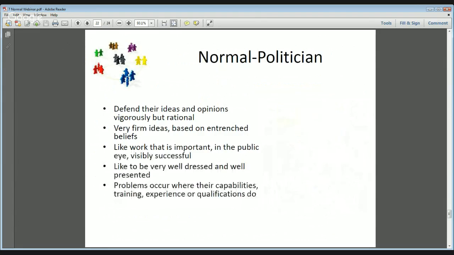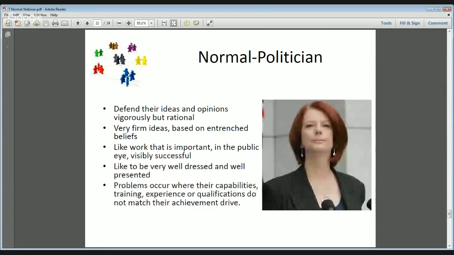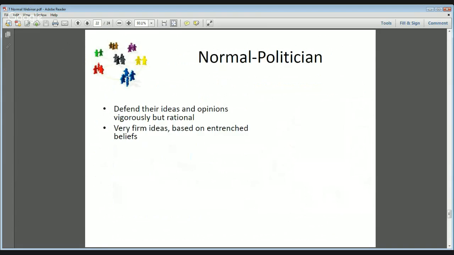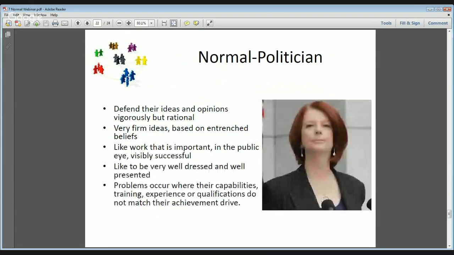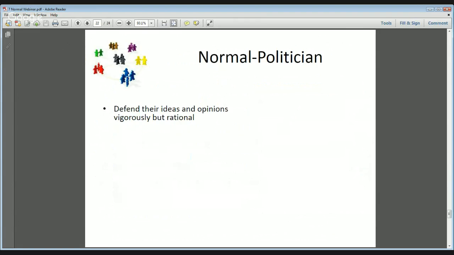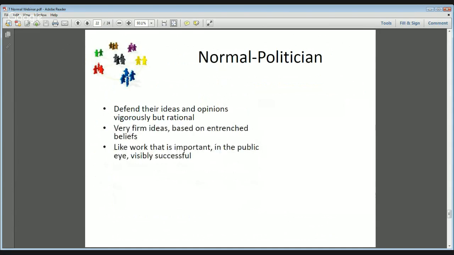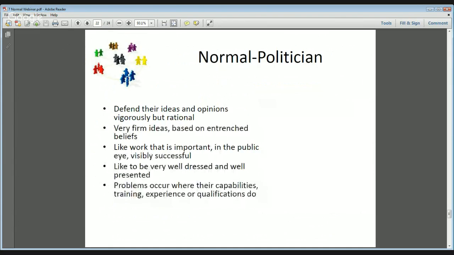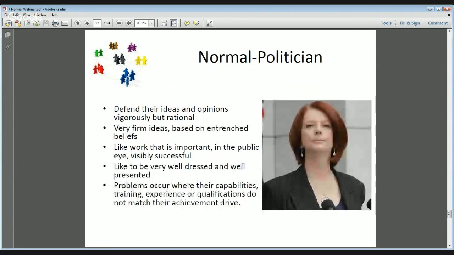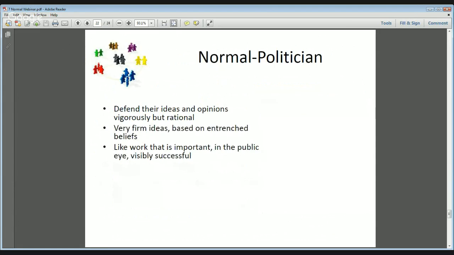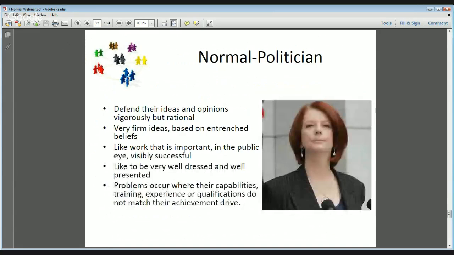Normal politicians, well, they, again, can be quite successful. And Julia Gillard, Australia's first female prime minister, was a beautiful example of a normal politician in action. She was very, very good, smart, good with words, and she could defend her ideas and opinions vigorously, but make it appear rational. The weakness that they tend to have is they tend to have very firm ideas based on entrenched beliefs. And of course, Gillard's were based on her history of working in the unions, and she was a left-wing socialist.